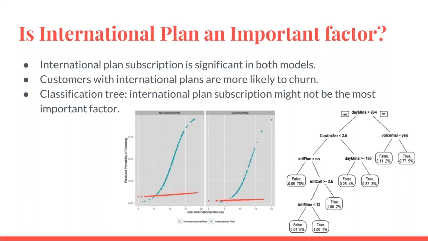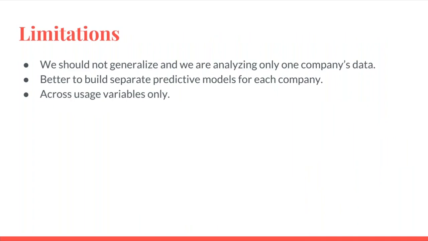However, the classification tree indicates that having an international plan might not be the most crucial factor in churn prediction. For example, as we can see from the figure, if a customer uses more than 264 day minutes in total and does not use the voicemail plan, he or she will likely churn no matter whether he or she subscribes to international plan.